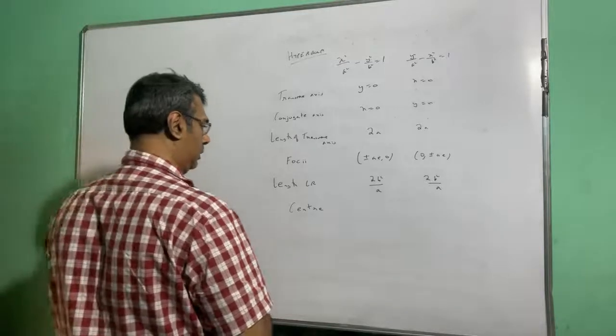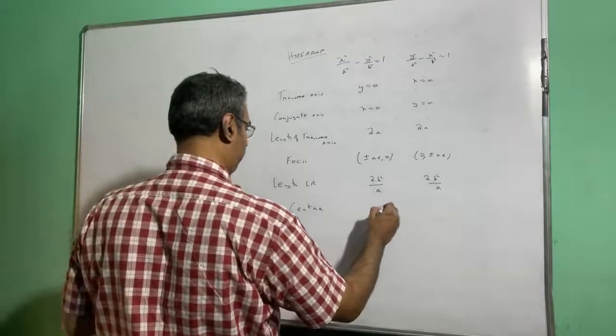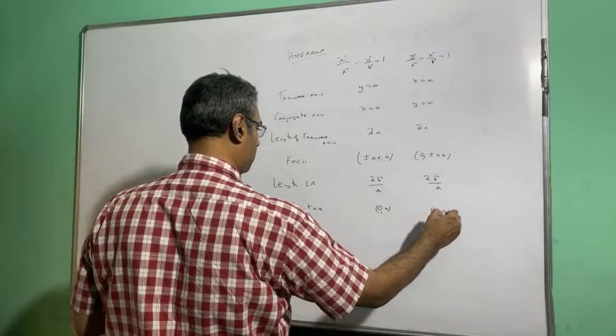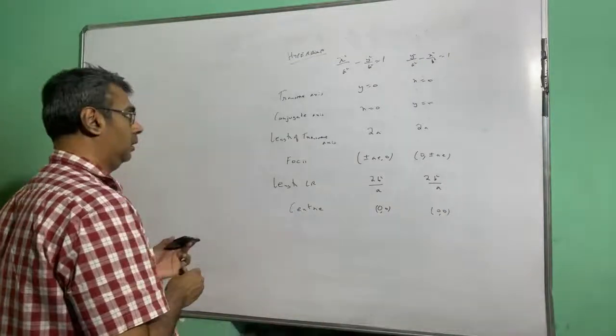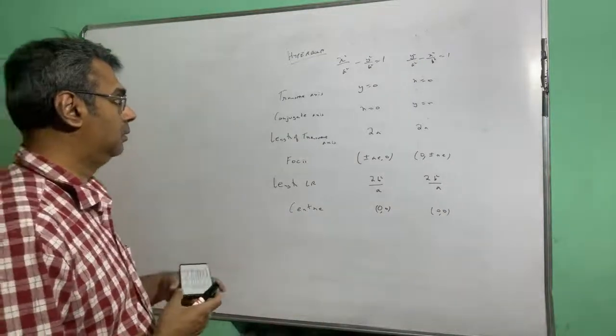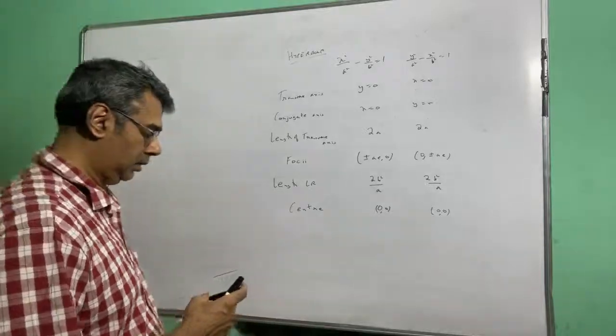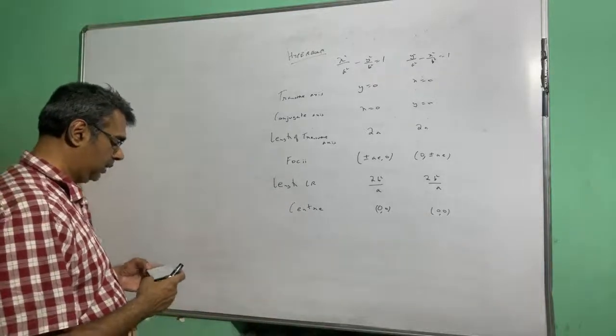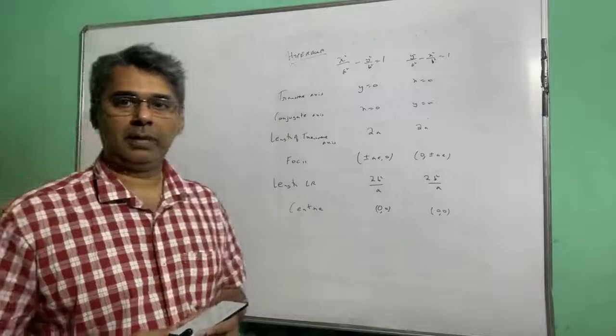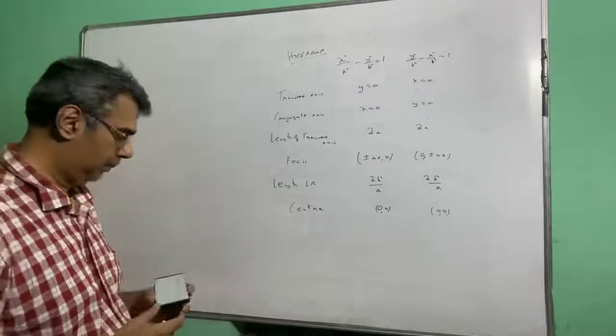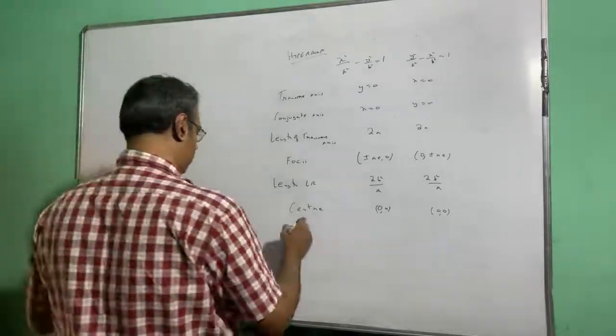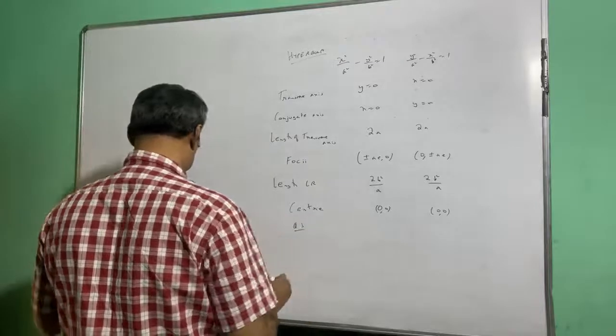Then the center will be, for this one it will be 0, 0 and this also 0, 0. So these are the basic formulas of hyperbola, the very basic formulas. Okay, so let's have a look at one question.